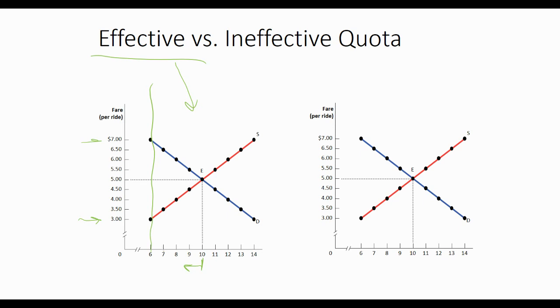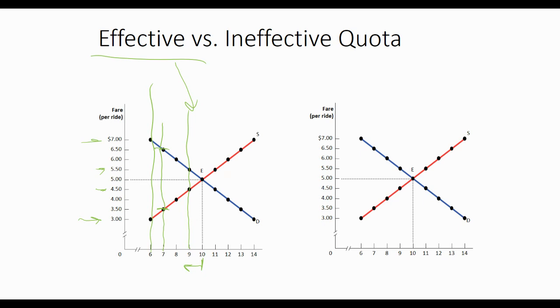If we said it was at 7 million, the quota rent would then be between 3.50 and 6.50. So the consumers would pay 6.50, producers would receive 3.50, and the quota rent there would be $3. If the quota was 9 million, we'd be right here, and at 9 million, the consumers would pay 5.50, the producers would receive 4.50, and the government would get that difference, that dollar, as the quota rent.